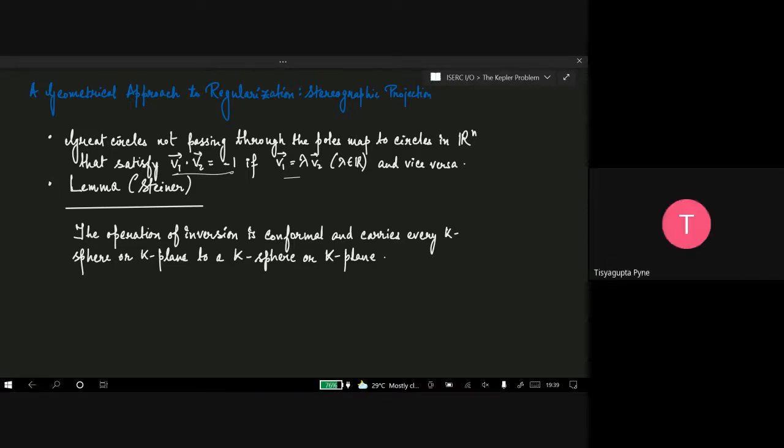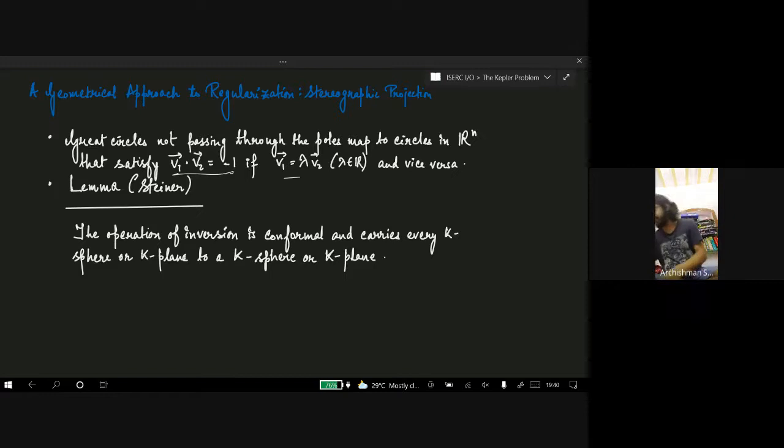Is it just -half, or is there any range? No, it's just -half, so that you get V1 dot V2 is -1. I should mention that the regularization procedure will be carried out for e equals -half, but it can be extended to any negative value of energy by changing the radius of the sphere.